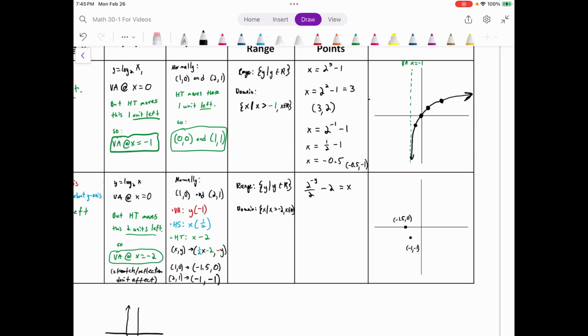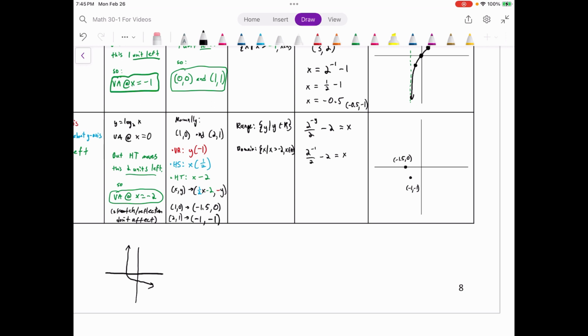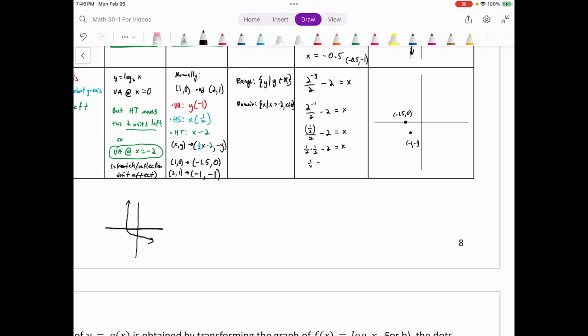So when y is positive 1, let's say, we've got 2 to the negative 1 over 2 minus 2 will equal x. Well, 2 to the negative 1, that's 1 over 2. And then we're dividing that by 2, minus 2 equals x. So this might be some decimal, but that's okay. 1 over 2 divided by 2 is the same as 1 over 2 times 1 over 2, just to make this a little easier to think about. So this is 1 over 4 minus 2. So 0.25 minus 2, that's negative 1.75.